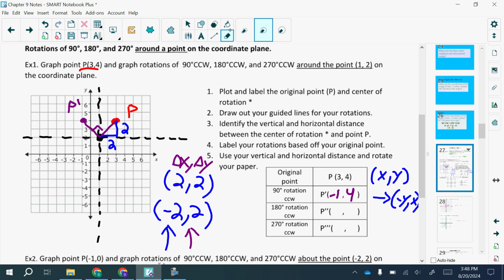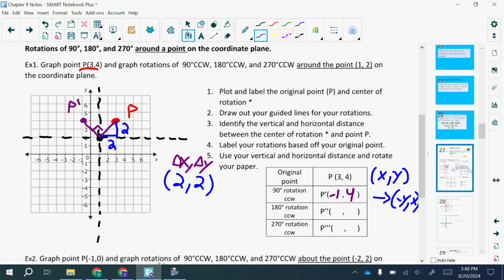We can use those rules again for 180 and 270. Let me erase this. Our change of X and change of Y is still (2, 2). That part's not going to change. Let's not forget our 180-degree rotation rule: you go from (x, y) to (-x, -y). Let me rewrite it here. So do that to (2, 2), and now we have (-2, -2).